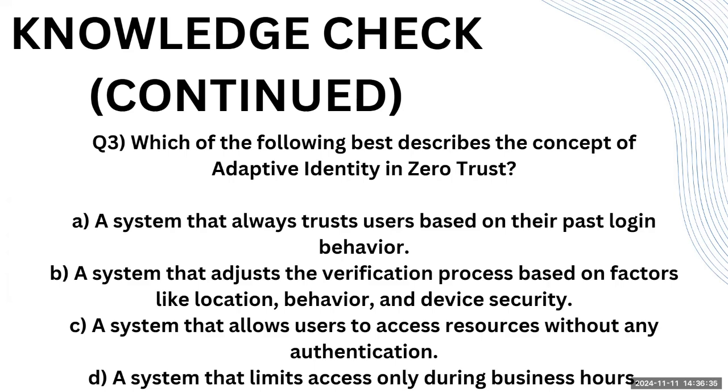So the keyword is adjusts the verification, and enforce. That question was a bit unclear, but here it's clear. It adjusts the verification process based on factors. So yes, actually, Ali, you are correct. Yes, it is B actually.